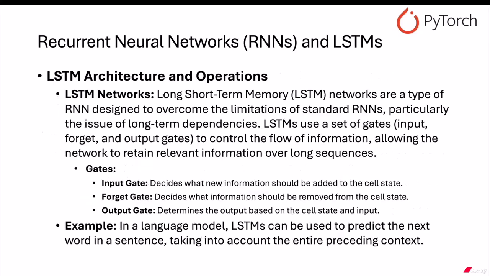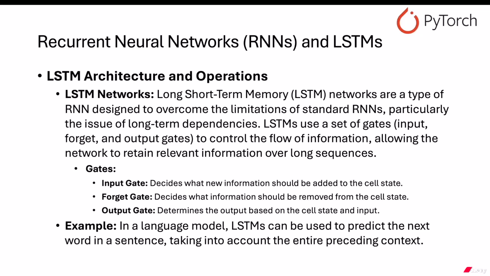LSTM architecture and operations. LSTM networks. Long short term memory, LSTM, networks are a type of RNN designed to overcome the limitations of standard RNNs, particularly the issue of long term dependencies. LSTMs use a set of gates: input, forget, and output gates to control the flow of information, allowing the network to retain relevant information over long sequences.